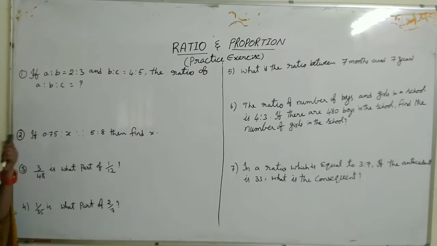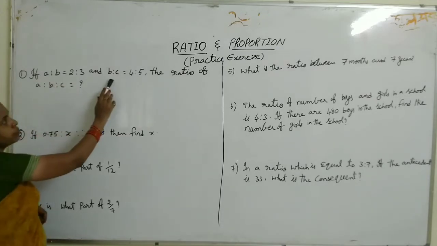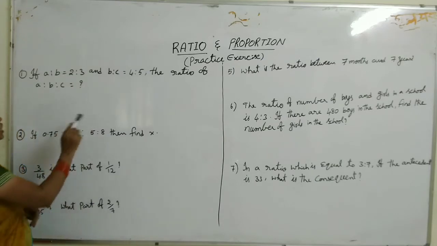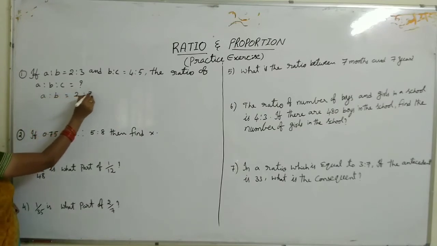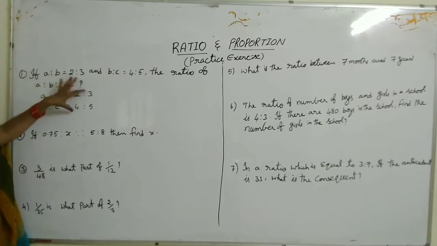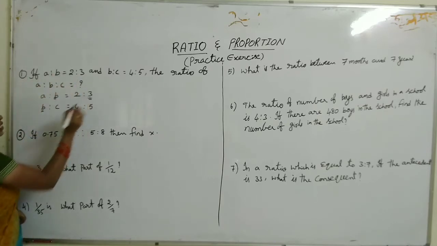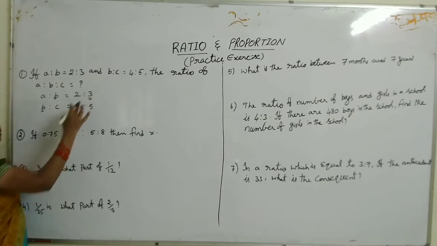Okay, ratio and proportion practice exercise questions. Question number 1. If A is to B equal to 2:3 and B is to C equal to 4:5, find the ratio of A is to B is to C. So here A is to B equal to 2:3 and B is to C equal to 4:5. Here the B value is the same. So for making the value of B the same, we should take the LCM of 3 and 4, which is 12.